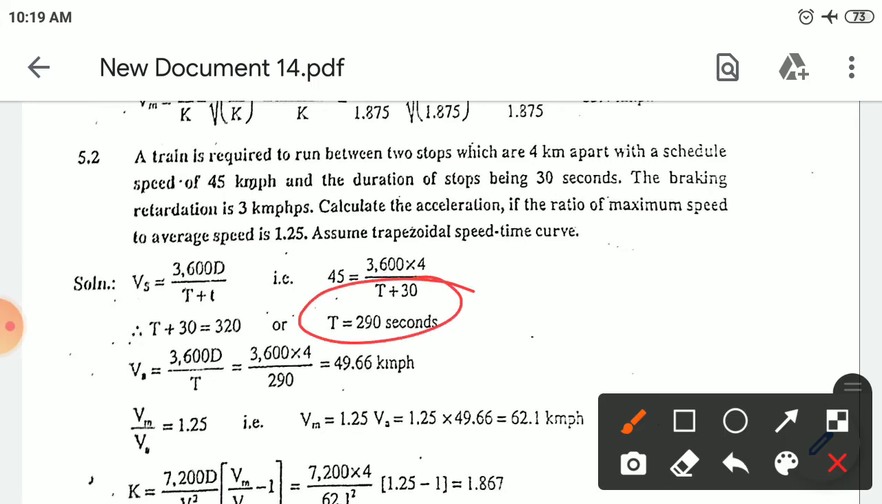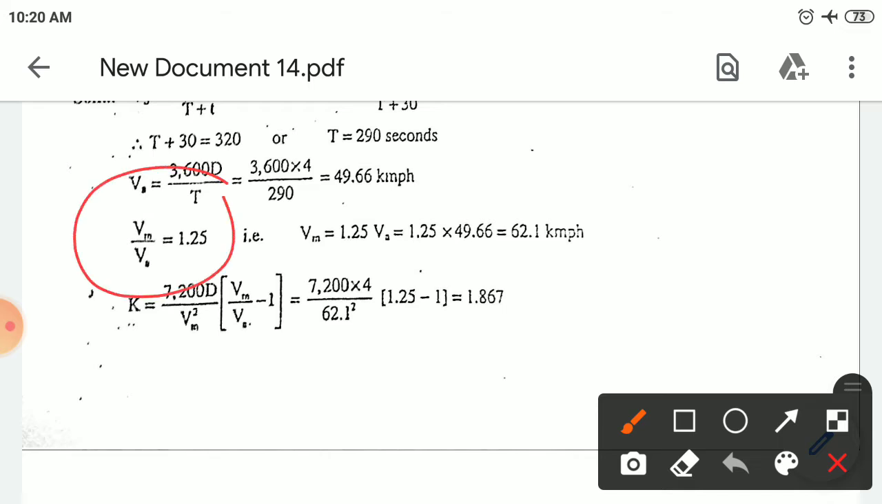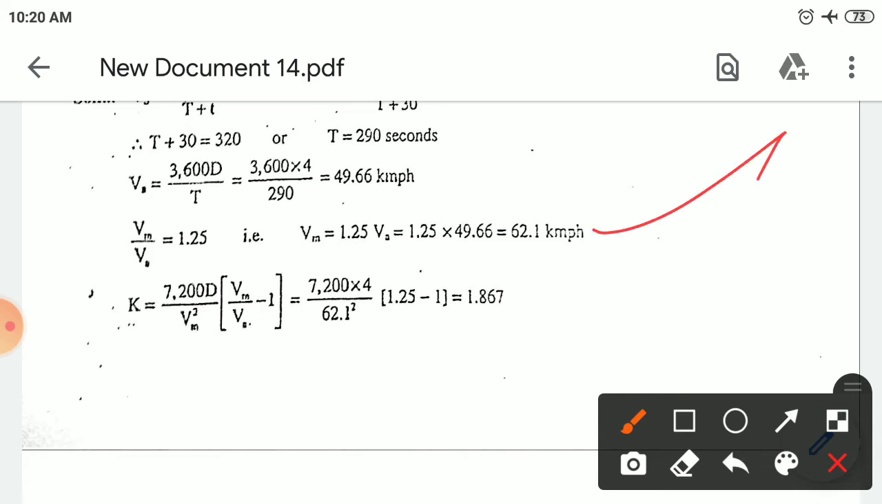So VA is equal to distance divided by time, excluding time of stop. So 3600 D divided by T. Substitute all the values, so VA is equal to 49.66 kilometers per hour. VM divided by VA is equal to 1.25, the ratio of the maximum speed to the average speed. So VM is equal to 1.25 times the VA. Substitute the VA you calculated here, and you will calculate the VM, the maximum speed. It is 62.1 kilometers per hour.